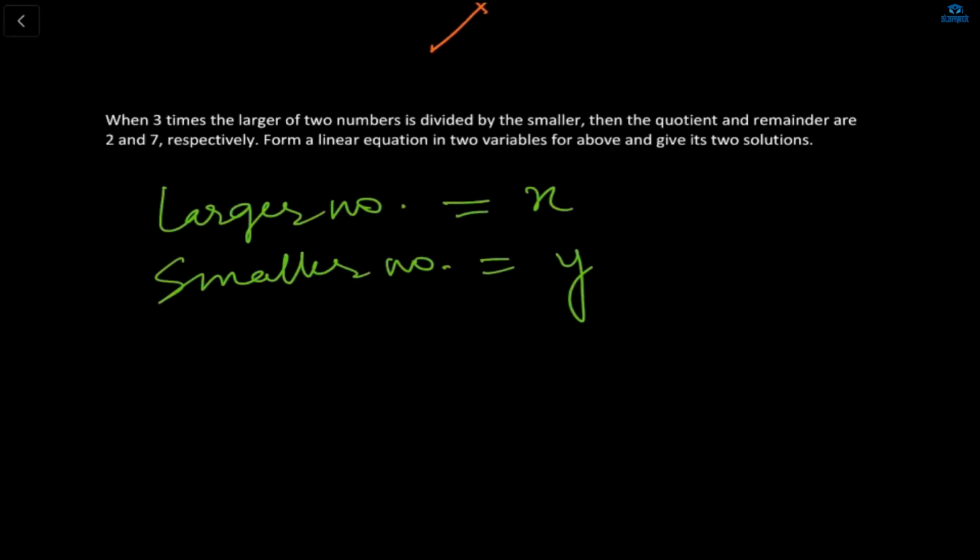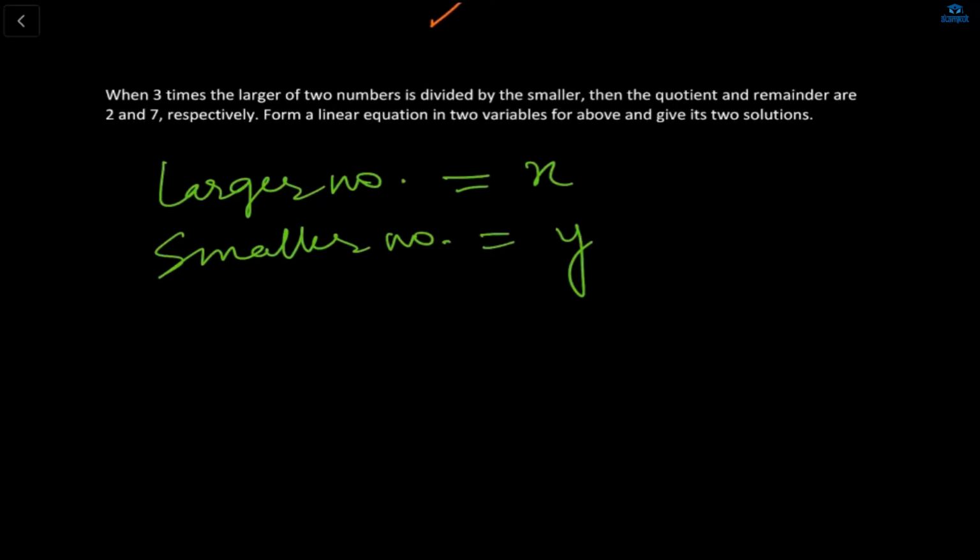Okay, now this is a question. When 3 times the larger of two numbers is divided by the smaller, then the quotient and remainder are 2 and 7 respectively. So the quotient is 2 and the remainder is 7. Now, the larger number I'm taking as x and the smaller number I'm taking as y.